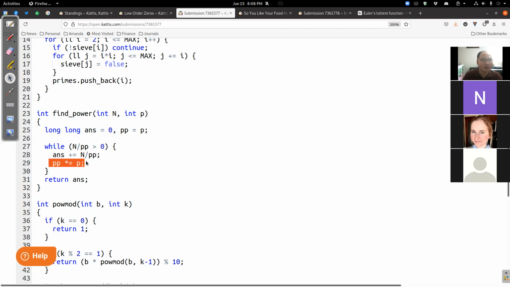I increase the power by 1. So it's p squared, p cubed, p fourth, etc. And then when I'm done, when this prime power is bigger than n, then this will be 0. And then whatever I manage to add up, that's my answer.